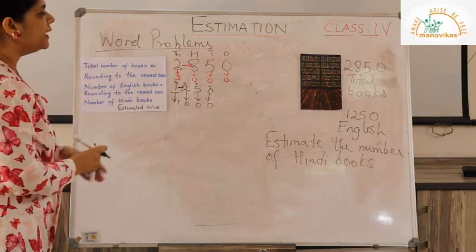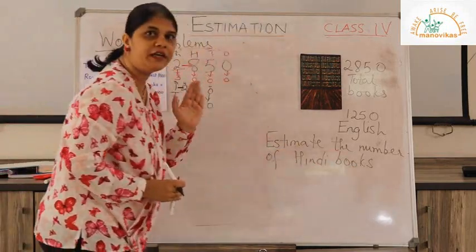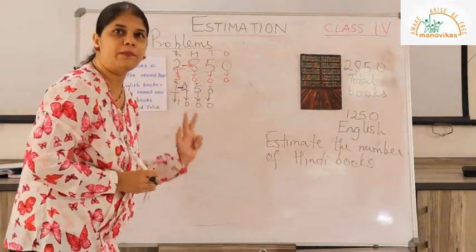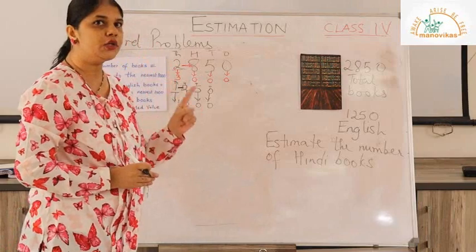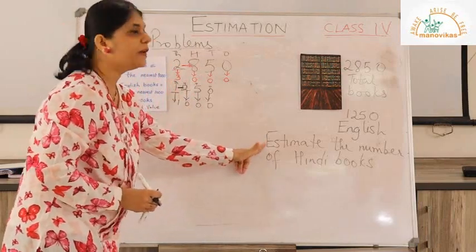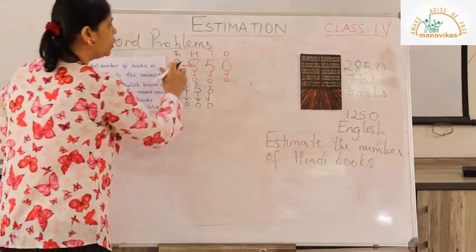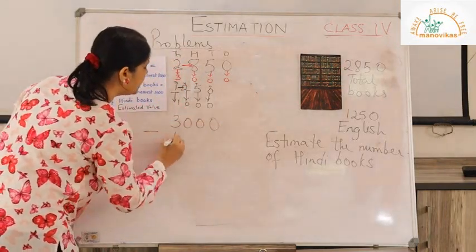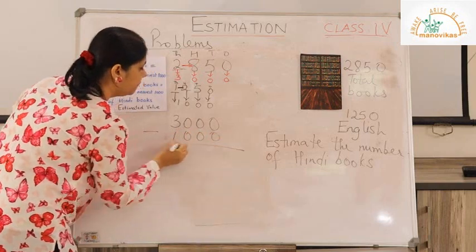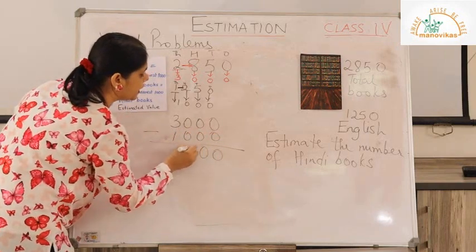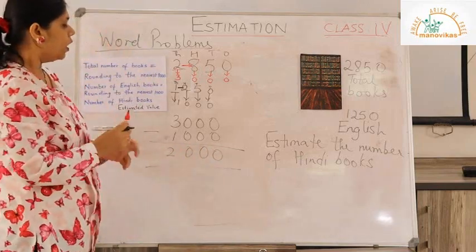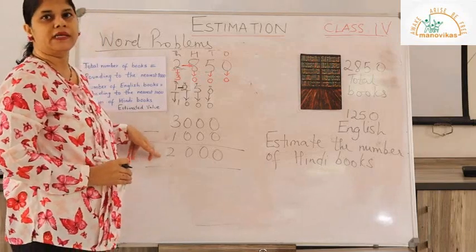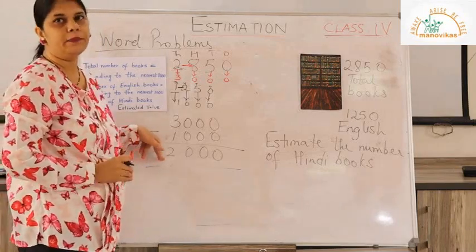So to find the number of Hindi books, what do we need to do? We need to subtract, right? Now, which two numbers are you going to subtract? Because you do not need the actual value, you need the estimated value. So what will you do? You will subtract 3,000 minus 1,000, right? So, what is the answer you are getting? 2,000. So, approximately 2,000 Hindi books will be present in the school library.